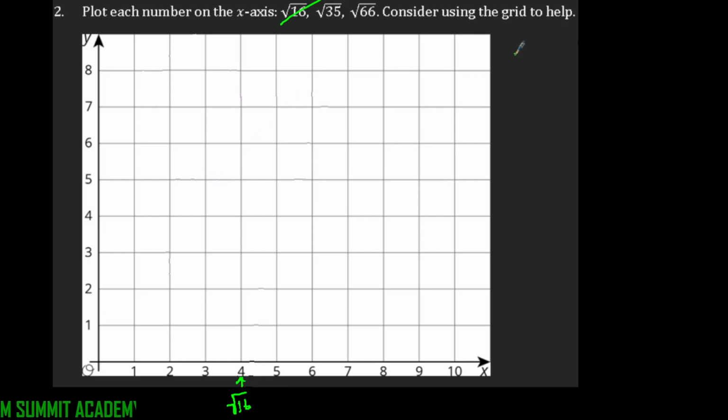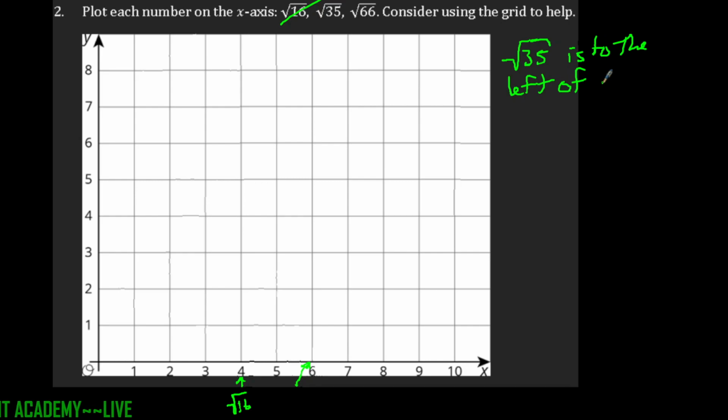Well, for the square root of 35, use that calculator, or you can kind of estimate. I know that the square root of 36 is 6. So I can say, hey, it's going to be real close to it. It's not going to be on 6. It's going to be to the left. It is to the left of the square root of 36, which equals 6. So I can say this is going to be the square root of 35.